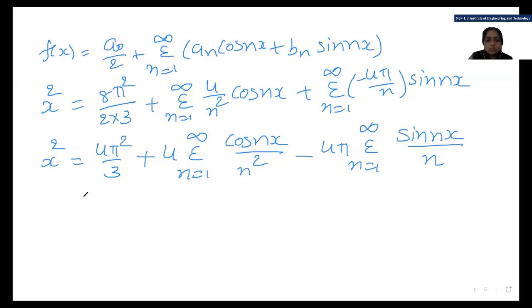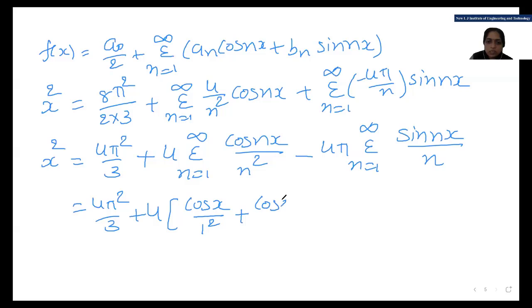I can also represent this Fourier series in the form of a summation. If I start n with 1, 2, 3 up to infinity, and put 1 here, then my first term will be cos x upon 1 square. Then the next term is cos 2x upon 2 square. Then the next one is cos 3x upon 3 square, like that.